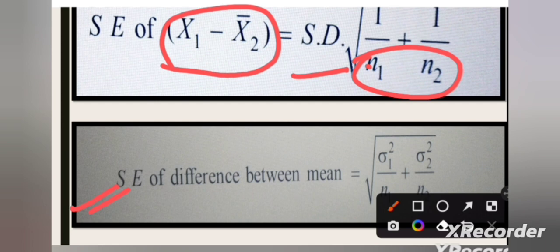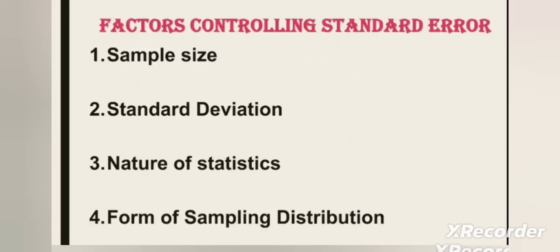For standard error of populations which are different, we will use this formula, that is square root of sigma 1 square upon n1 plus sigma 2 square upon n2. Here sigma 1 and sigma 2 are the standard deviations of the two different populations, and n1 and n2 are the sizes of the samples. Now let's see what are the factors affecting standard error.